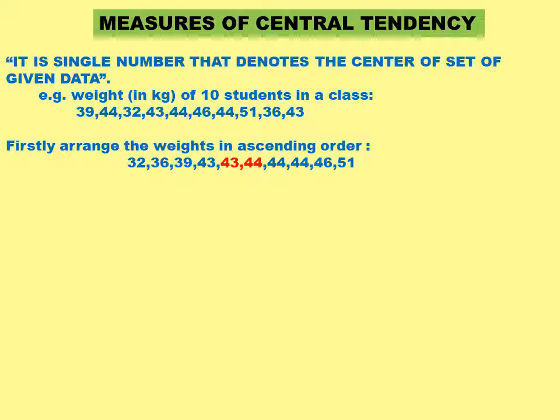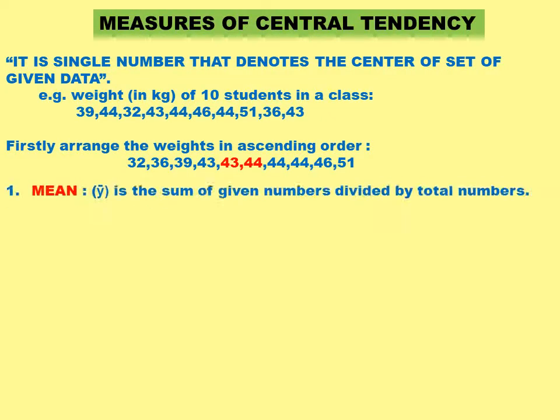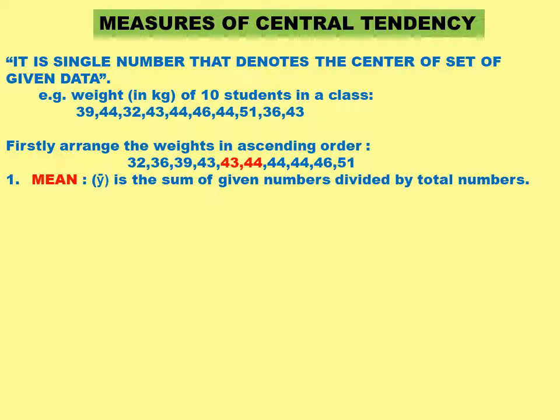Now let's see. If I arrange this in an ascending order, it is placed like this, right? There are 10 numbers in total, right? So let's see. There are main three measures of central tendency. First is mean. What is mean? The other name for mean is average.